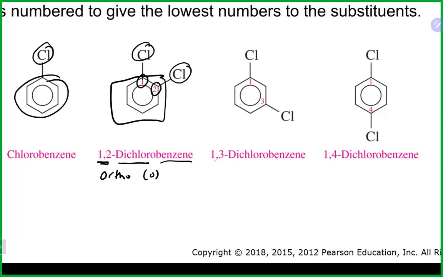The 1,3 positioning on a benzene ring is sometimes referred to as the meta positioning, and that is also sometimes abbreviated with just an M. And again, instead of the numbers, they would say meta-dichlorobenzene. And the 1,4 positioning on the benzene ring is what is known as the para positioning, which is also abbreviated with a P. And again, in place of the numbers, sometimes people will use ortho, meta, and para.